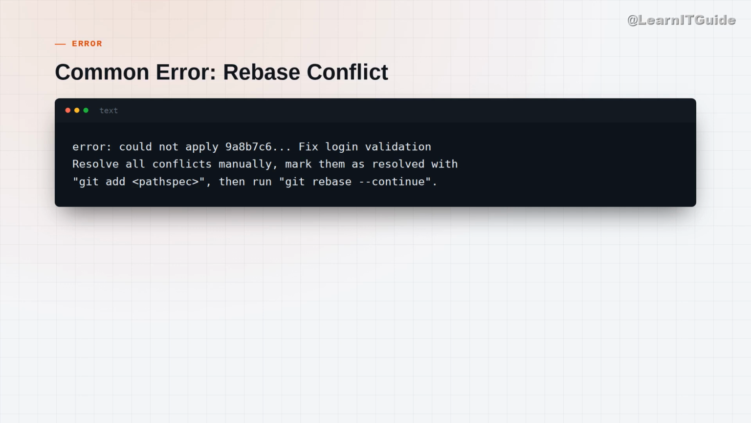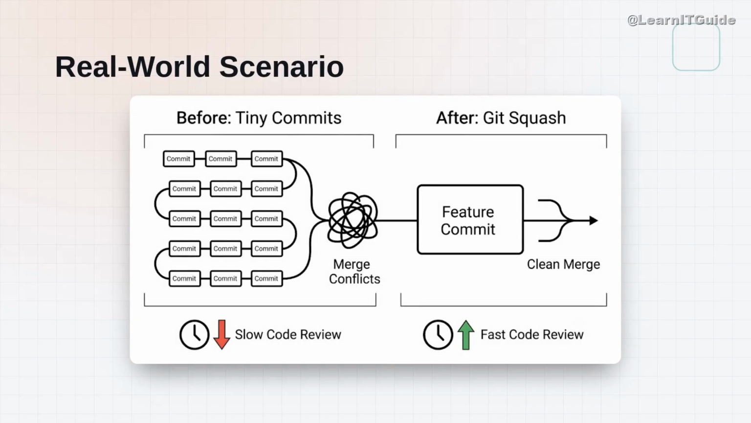Let me tell you about a real scenario. A logistics tracking platform that processed 500,000 shipments every single day had a developer team that was pushing 20 or more tiny commits for every single feature. This caused massive merge conflicts during their weekly releases. After they mandated that all developers perform a git squash before merging, the time spent on code review dropped by 40%. Reviewers could finally see the final intent of the code immediately, rather than deciphering a trail of broken commits.